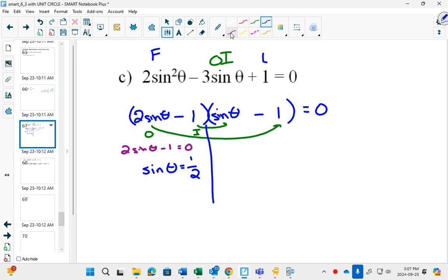You can't see the half? No, I can't see it. If this is like this, and I want to get this part by itself, I put the 1 on this side by adding. And then to get rid of the 2, I divide. Oh, yeah, okay. Same thing here. Sine theta minus 1 is 0. You will just go directly and say, well, if it's equal to 0, then the sine theta would have to be 1.